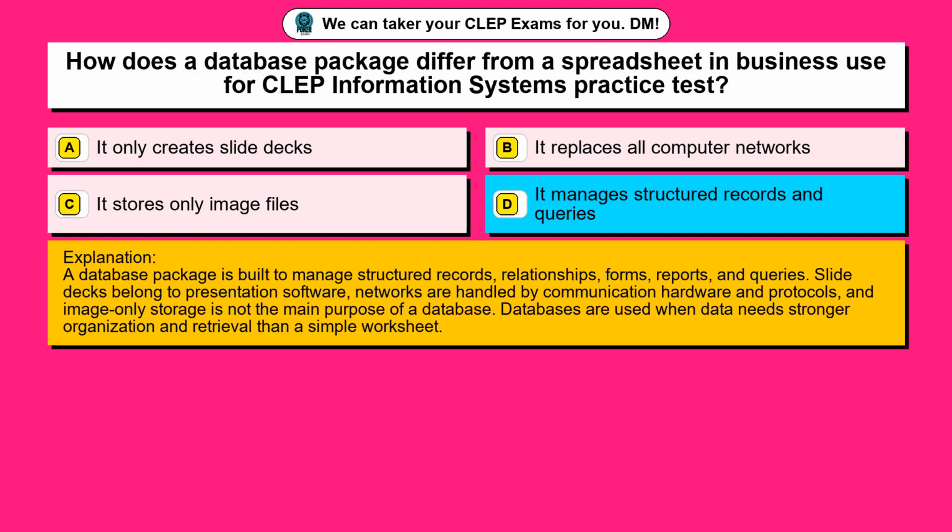A database package is built to manage structured records, relationships, forms, reports, and queries. Slide decks belong to presentation software, networks are handled by communication hardware and protocols, and image-only storage is not the main purpose of a database. Databases are used when data needs stronger organization and retrieval than a simple worksheet.